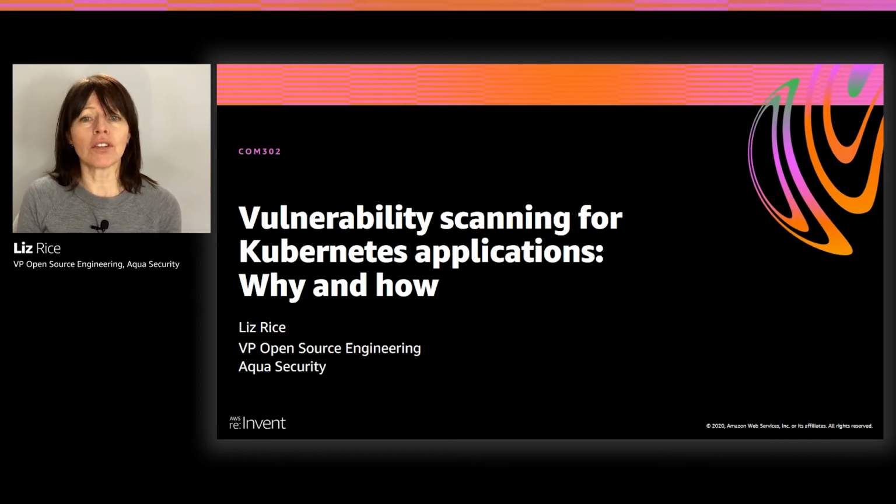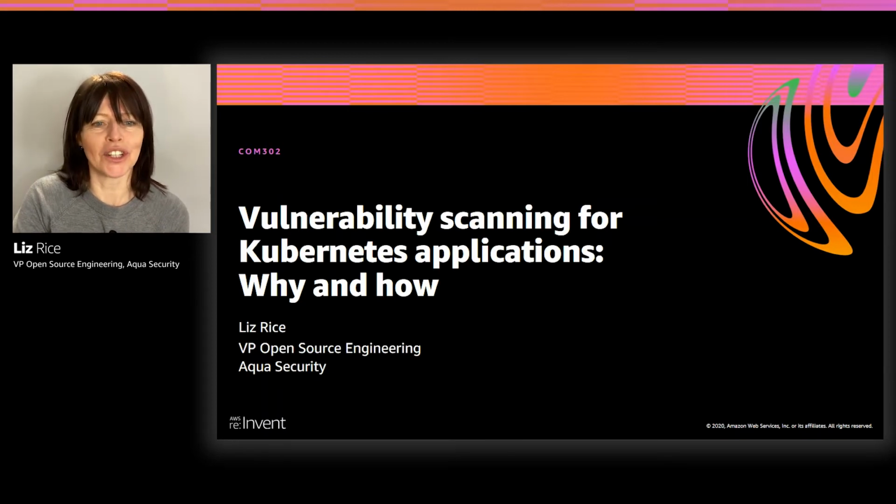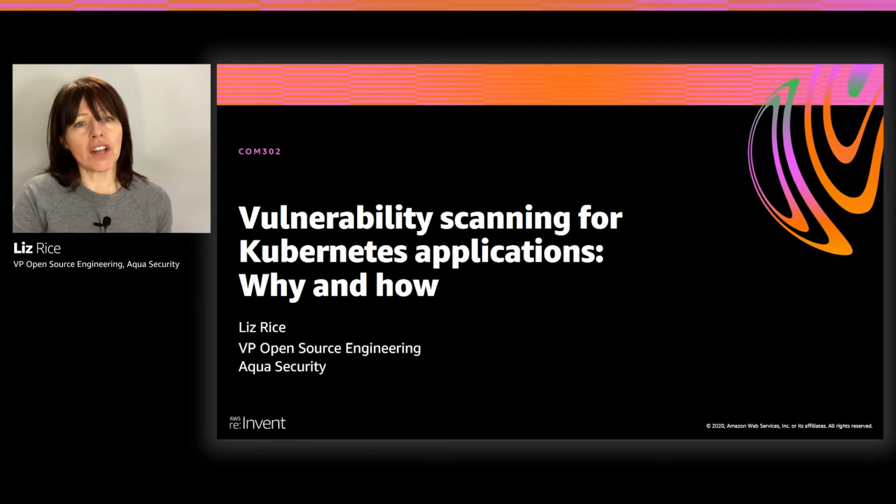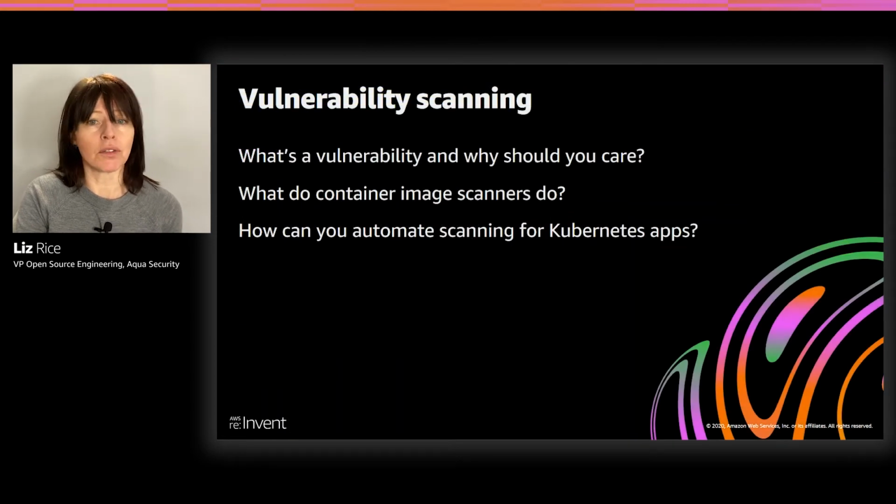And if there's one thing you can do to improve the security posture of your Kubernetes applications, you get a lot of bang for your buck with vulnerability scanning. So I want to talk today about why it's important and how you can build vulnerability scanning into your workflow. We'll start by reviewing what kind of vulnerabilities we're talking about and what a container image scanner does to identify vulnerabilities. And then we'll look at a number of options for automating image scanning into the lifecycle of a container image that's being deployed into Kubernetes.